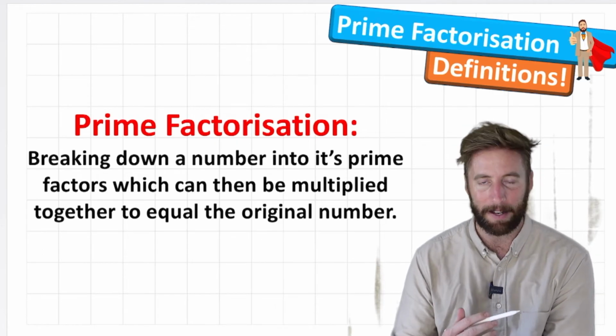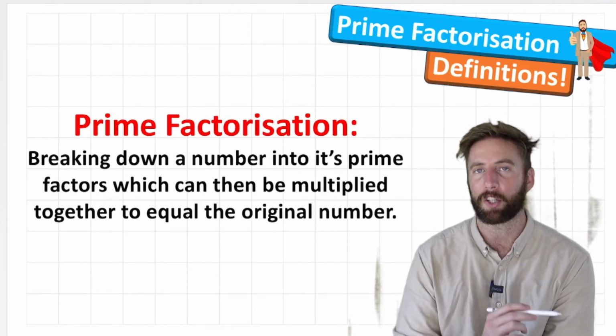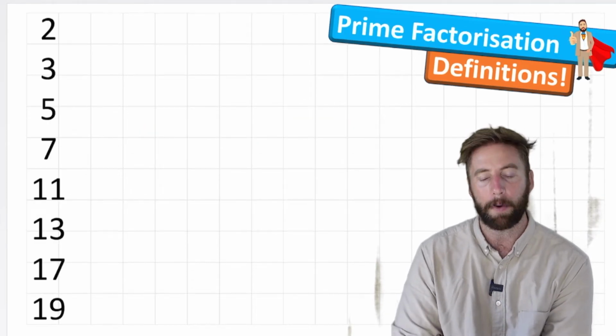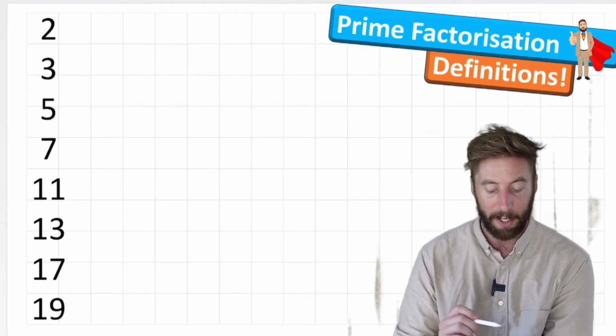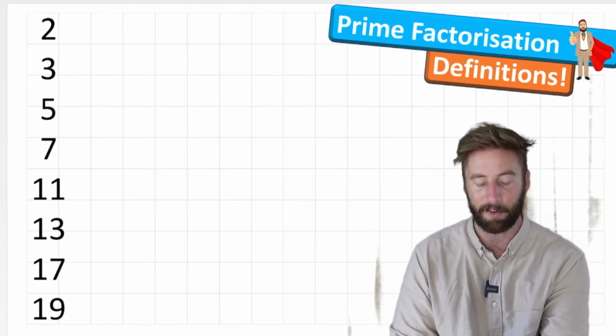But what does that mean? Well, let's start by getting some prime numbers on our screen to help us. So we've got these prime numbers here. These are the prime numbers all the way up to 20. 2, 3, 5, 7, 11, 13, 17, and 19.